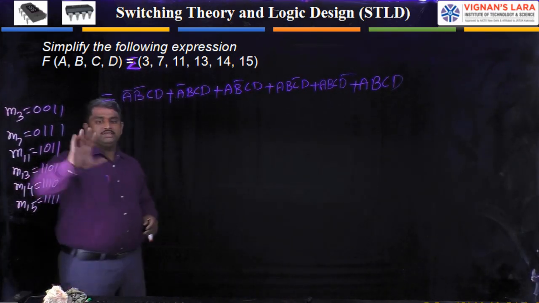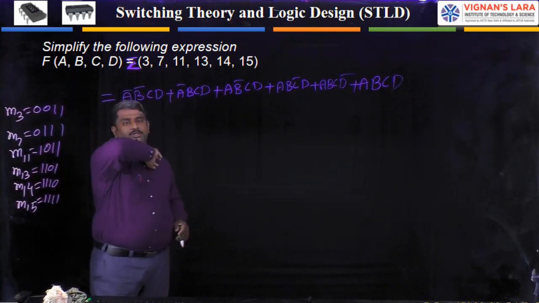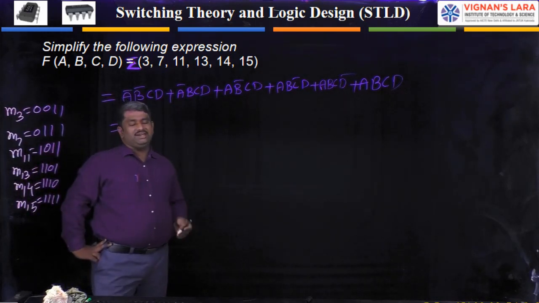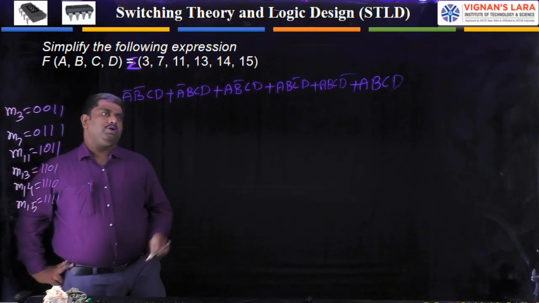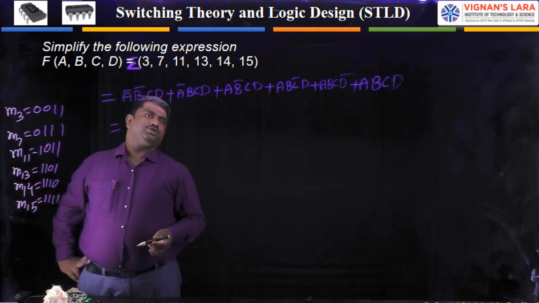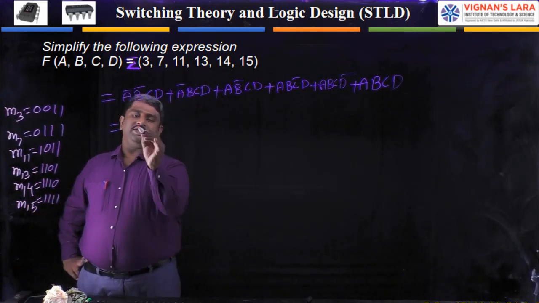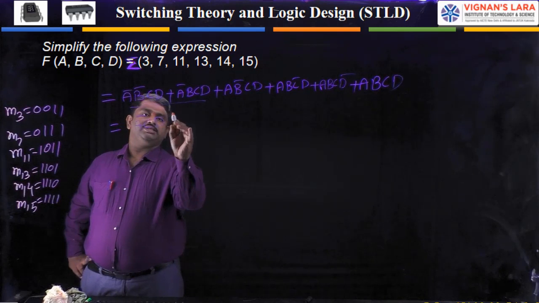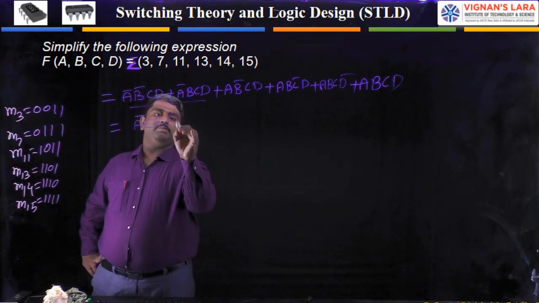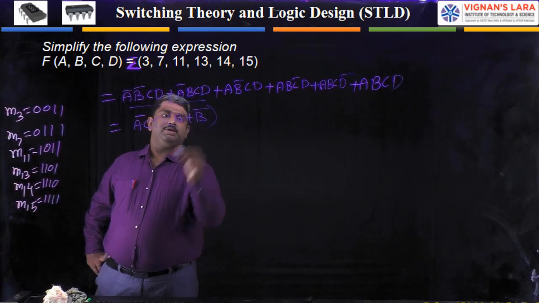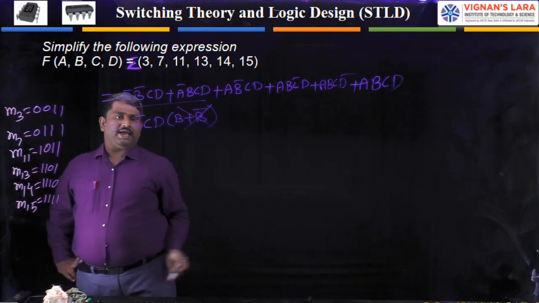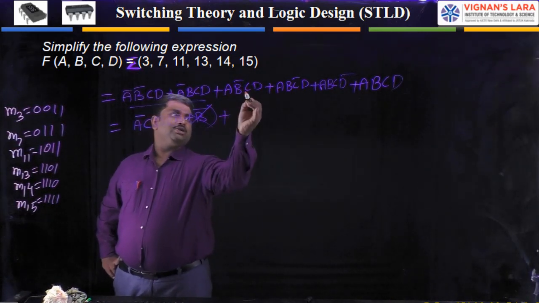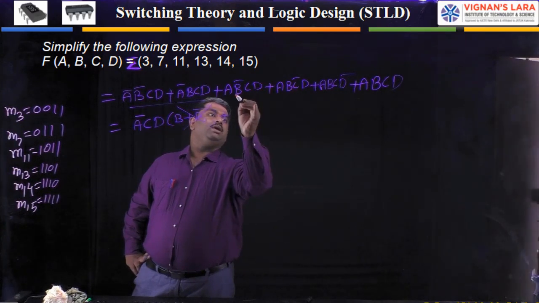Now we have to do the simplification. The question is to simplify the expression. For simplifying this expression, again you have to take common terms, that is the distributive property. Those properties we have to observe. First, in these 2, is there any chance to take common? A bar C D is there. From these 2 we take A bar C D common, and the remaining value is B plus B bar. We know that B plus B bar is equal to 1, so it cancels. A bar C D is there, plus next.